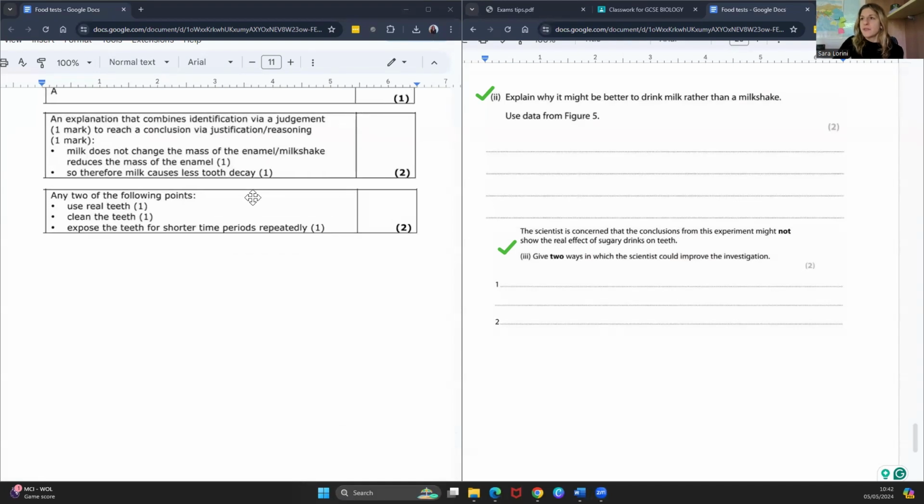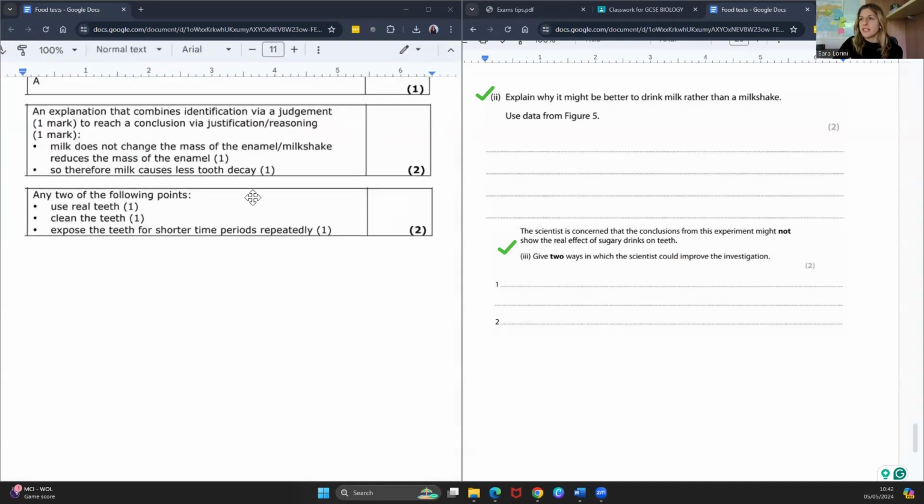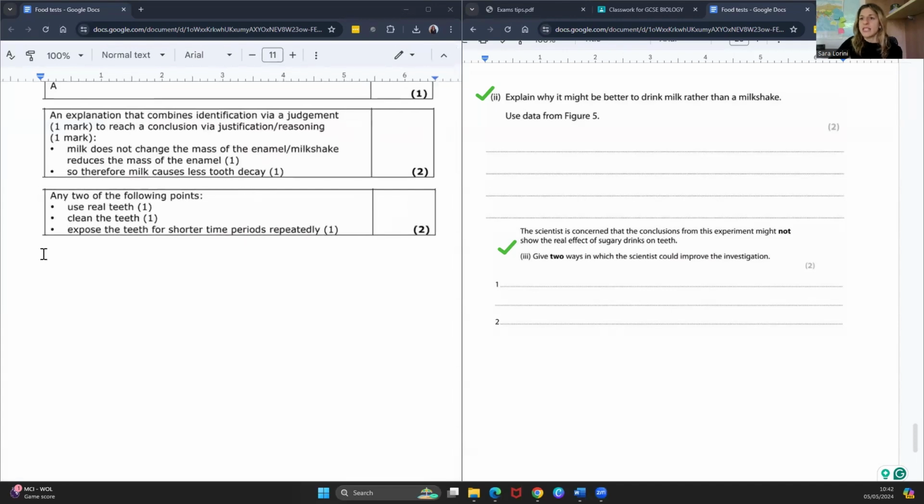Now, so conclusion, justification, reasoning. And you could say something around here. Explain, as long as you justify your answer, you may be given the mark. Not, for example, in this specific case, milk does not change the mass of the animal, or a milkshake reduces the mass of the animal, okay? So therefore, milk causes less tooth decay.